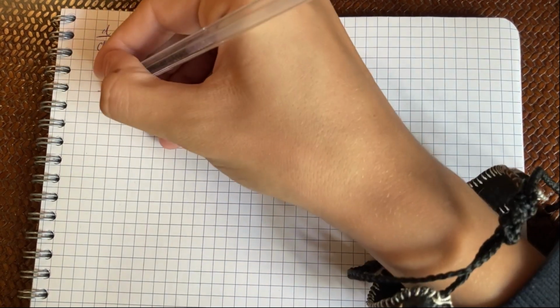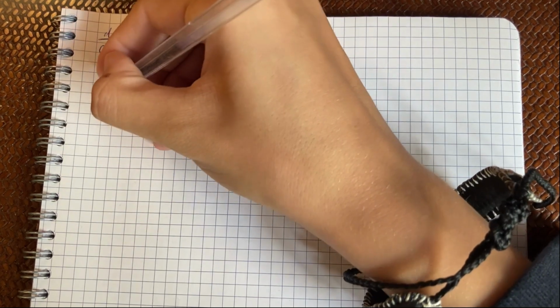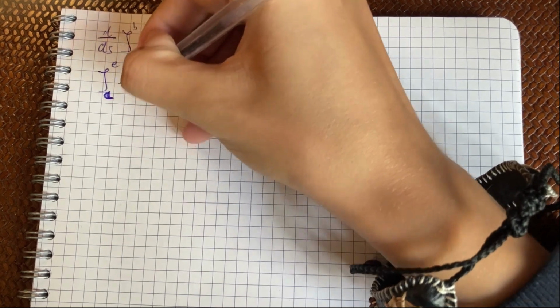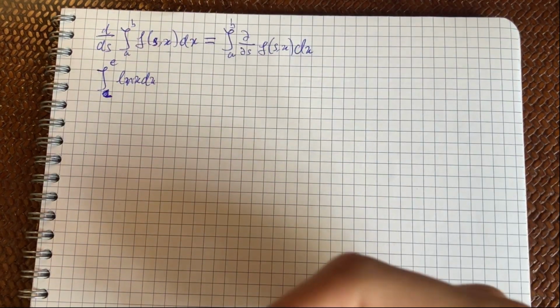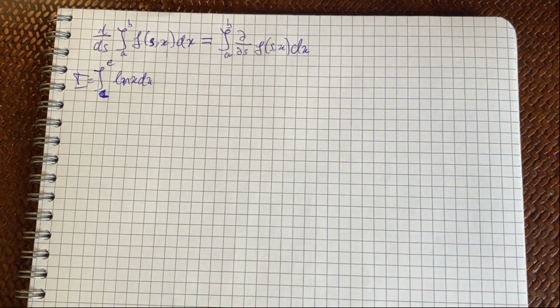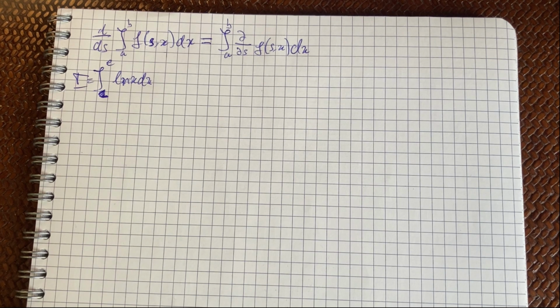Let's start by naming our integral from 1 to e of log x dx. So first we have to name our integral so that we have something to refer to. Let's say we just call it I, and we can of course calculate this integral in another way by guessing an antiderivative.